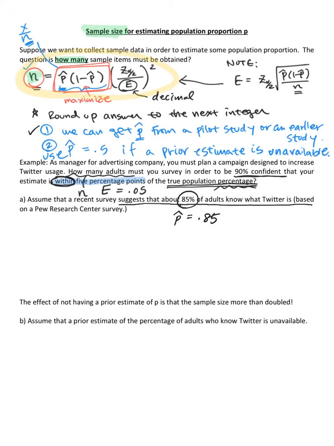All right, so the formula goes n equals p hat, which is 0.85, times 1 minus 0.85, and then z sub alpha over 2. Well, 90% confidence level, so that means alpha is 10%. I'm just going to note down here, 10%. That means alpha over 2 is 5%. So it's going to be z sub 0.05. That's inverse norm.